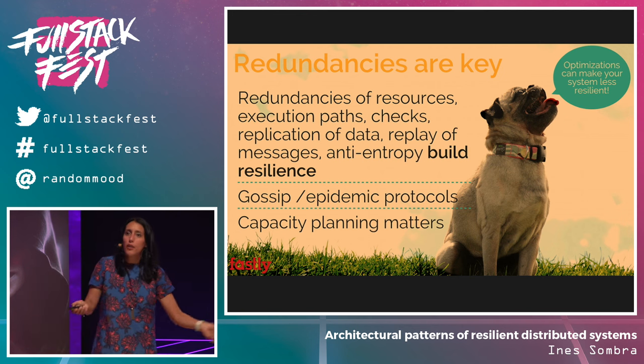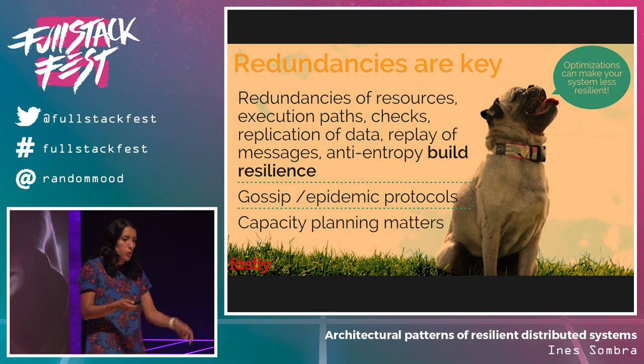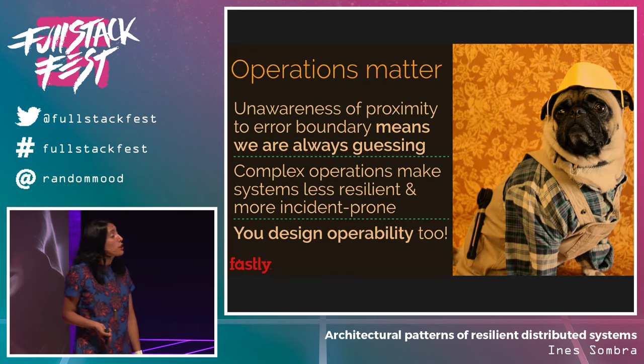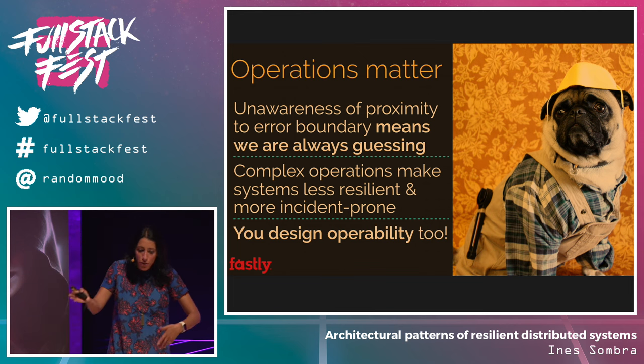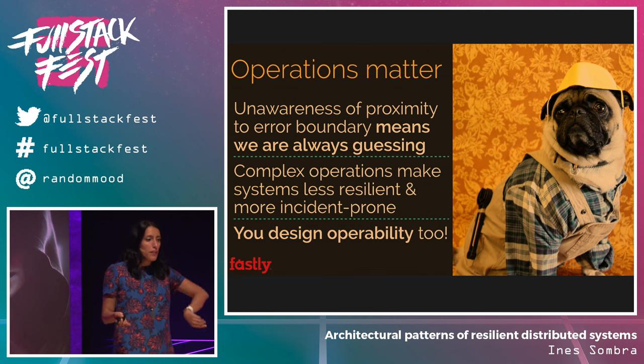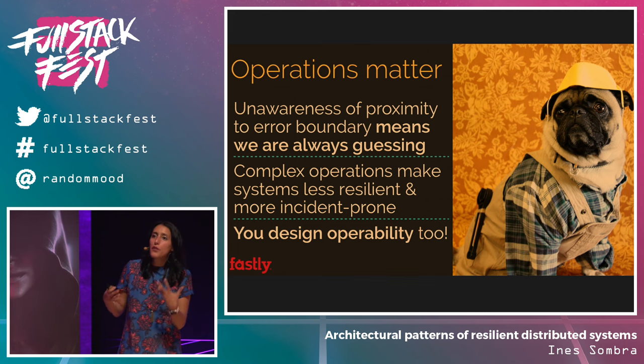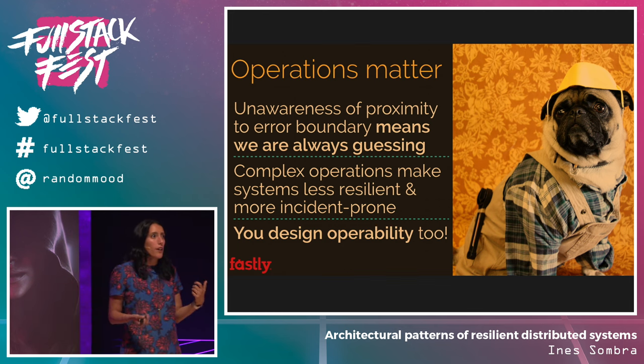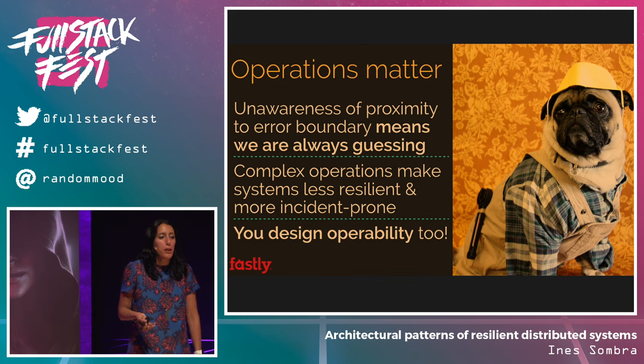So we want to have more things and we want to be able to test them and then have them out. So redundancies are key. As we saw in the Cook model, operations are very important. And when you don't know how close you are to the error boundary, it means that we are always guessing. And if your operations are complex, if, for example, your deploy process takes 20 steps and they are done by hand, you're going to get it wrong. And this is going to cost you an outage. This is going to cost you a problem.